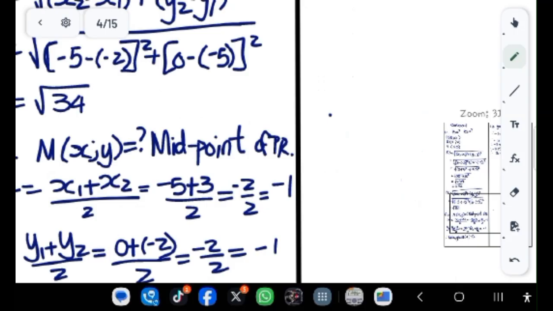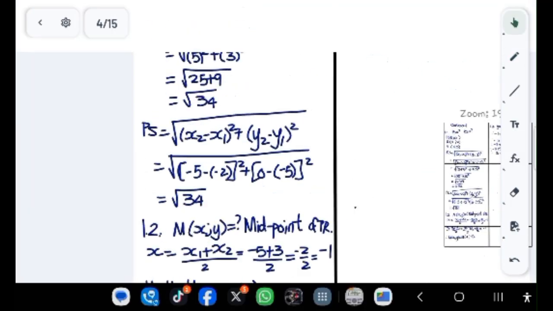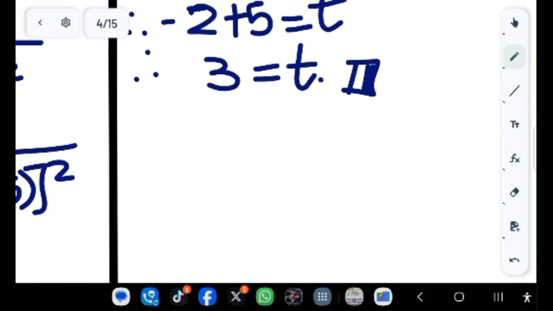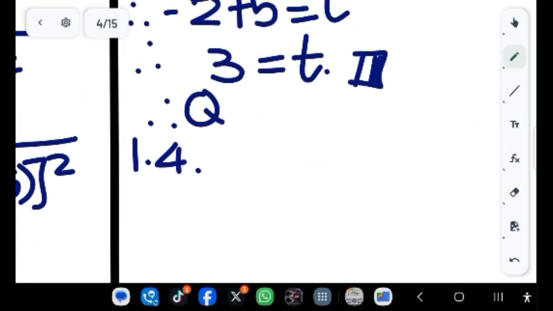Done. Okay, so this is supposed to be 1.2. Sorry about that. Okay, let's fix that. That's 1.2. 1.3, 1.4. So we're done with 1.3. We've shown that. Therefore, the coordinates of Q are 0 and 3.